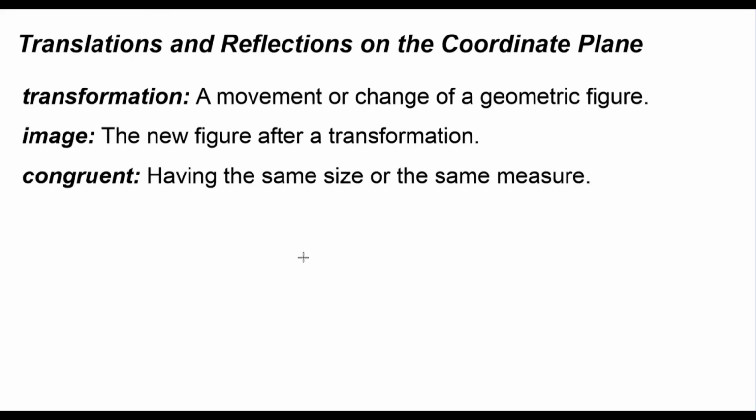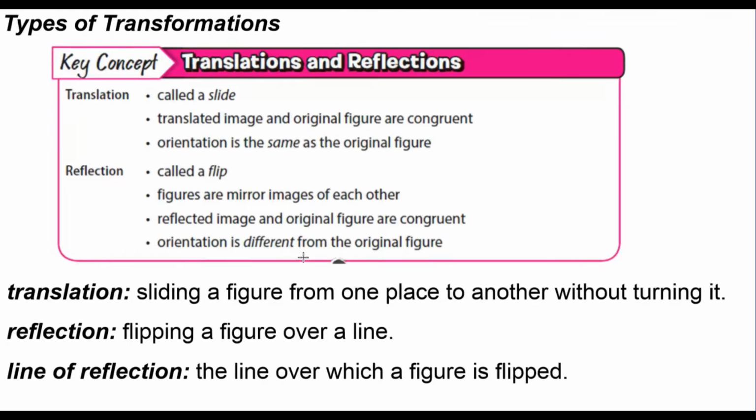And of course, we've always got that word congruent. That's a reminder that anything that is congruent has the same size or the same measure. So the types of transformations we're going to be talking about are translations and reflections. A translation is a slide. It's sliding a figure from one place to another without turning it or changing its size at all. So all you're doing is just sliding a shape around on the coordinate grid, up and down, left and right, or diagonally.